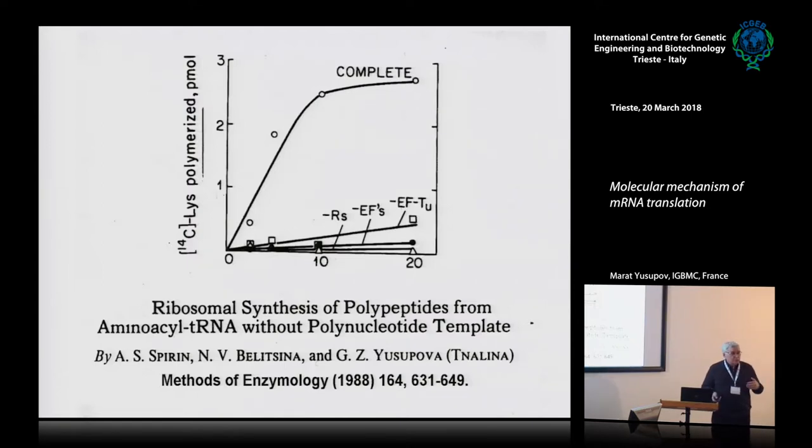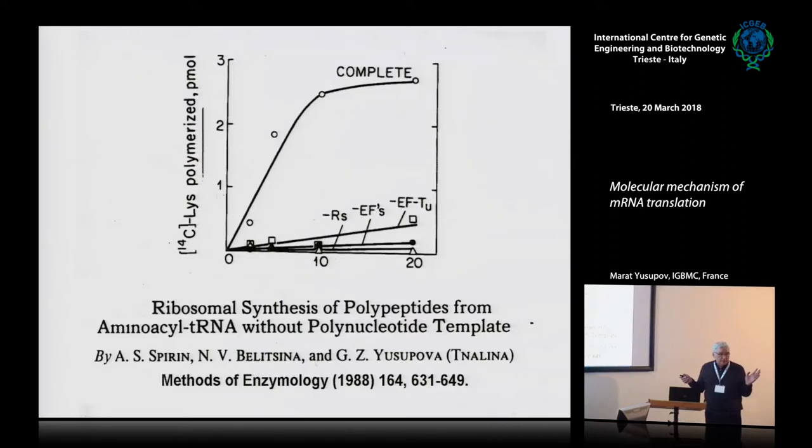If we remove messenger RNA from this system, protein biosynthesis still continues. This is an interesting phenomenon, that we don't need messenger RNA. Normally, the presence of aminoacylated tRNAs in the ribosome is already enough to have the full process. It was shown that there is protein biosynthesis of polylysine without any poly-A in the system, and if we exclude the factors from this system, there is no synthesis. So it means that it is real ribosome protein synthesis.